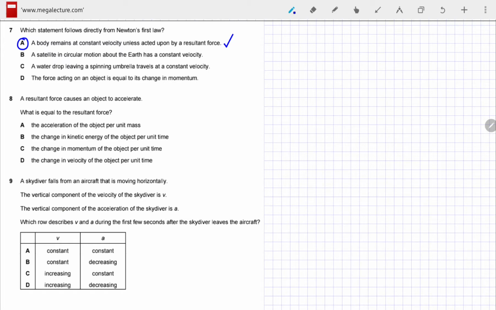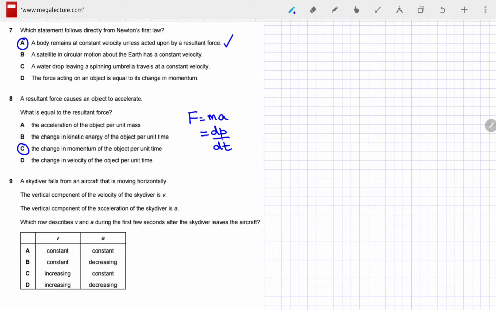Question number 8 says, a resultant force causes an object to accelerate. What is equal to the resultant force? Well, we know what a force is, right? Force is mass times acceleration, but it is also written as the rate of change of momentum, dp by dt. So the correct option in this case is option C, the change in momentum of object per unit time.